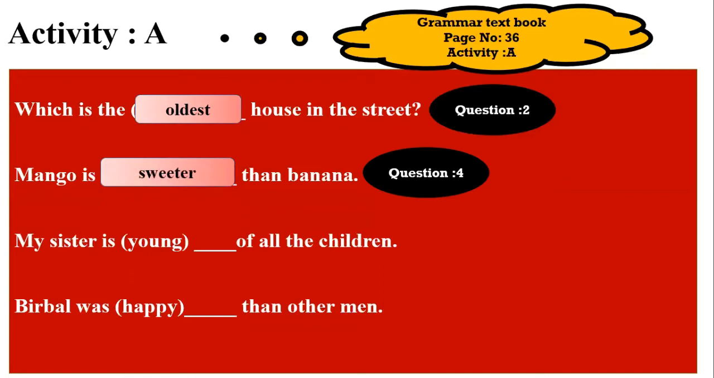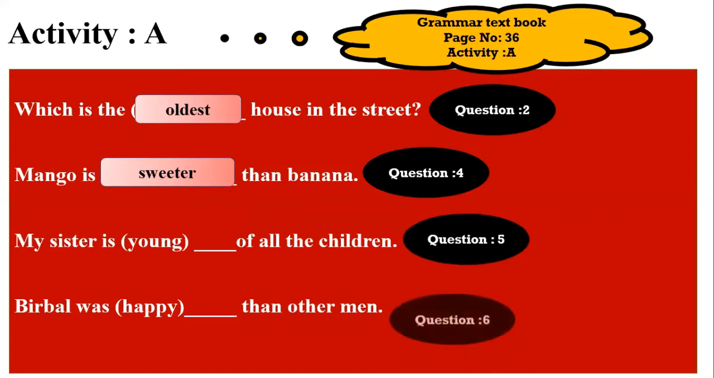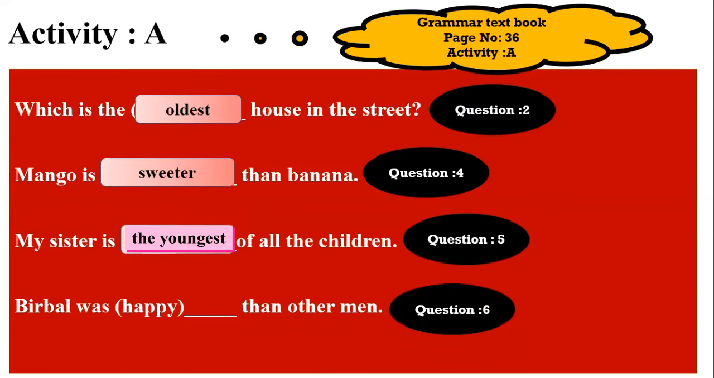Clear? Next one. My sister is dash of all the children. So here you're saying all the children. You're comparing between all the children and saying my sister is, the word "than" is also not there. So you have to come to the superlative degree. Which is the superlative degree? The first point. My sister is, just add EST to the word young. My sister is the youngest of all the children. So we are using the youngest. Whenever you say the superlative degree, you all must be knowing by now it is the youngest.